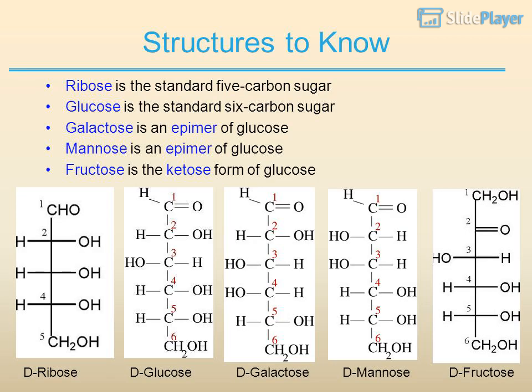Structures to know: ribose is the standard 5-carbon sugar. Glucose is the standard 6-carbon sugar. Galactose is an epimer of glucose. Mannose is an epimer of glucose. Fructose is the ketose form of glucose. D-ribose, D-glucose, D-galactose, D-mannose, D-fructose.